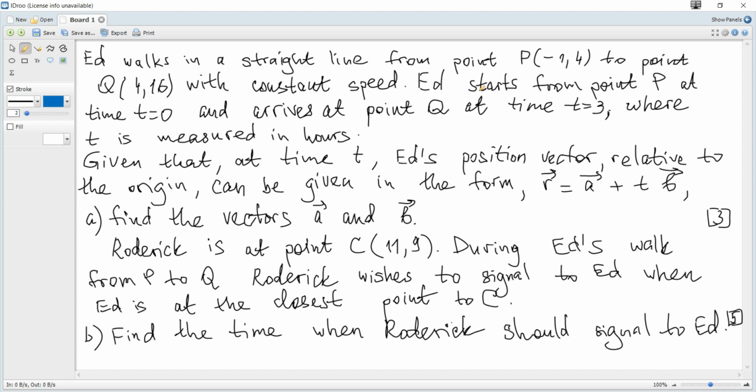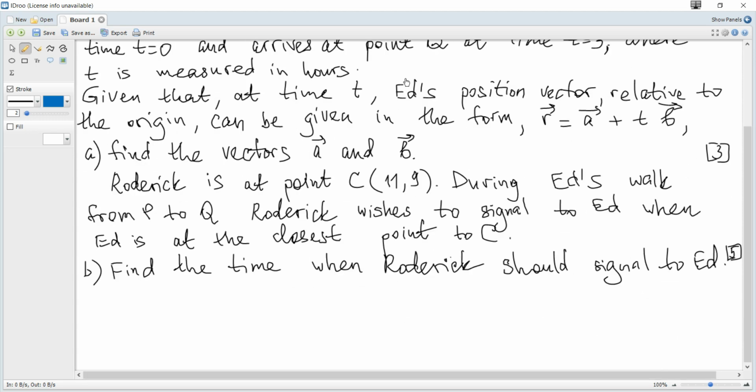Add walks in a straight line from point P to point Q with constant speed. Add starts from point P at time t is 0 and arrives at point Q at time t is 3, where t is measured in hours. Given that at time t, add's position vector relative to the origin can be given in the form R vector is A vector plus t multiplied by B vector, find the vectors A and B.